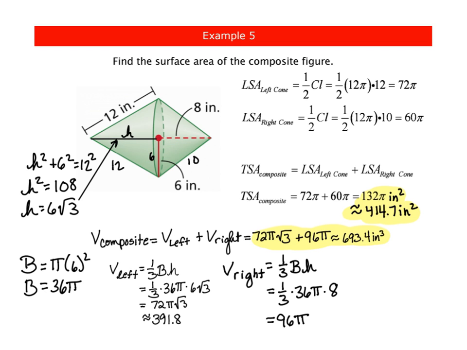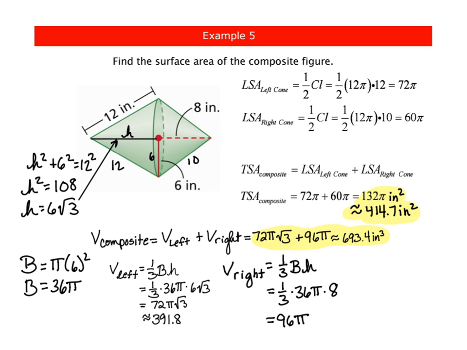Leg squared plus leg squared is hypotenuse squared. I found that's 10. So the lateral surface area of my right cone is 60 pi. Then I added those two together. My total surface area of that composite figure is 132 pi. Again, square inches, it's area. I plugged it into my calculator to get 414.7 square inches.